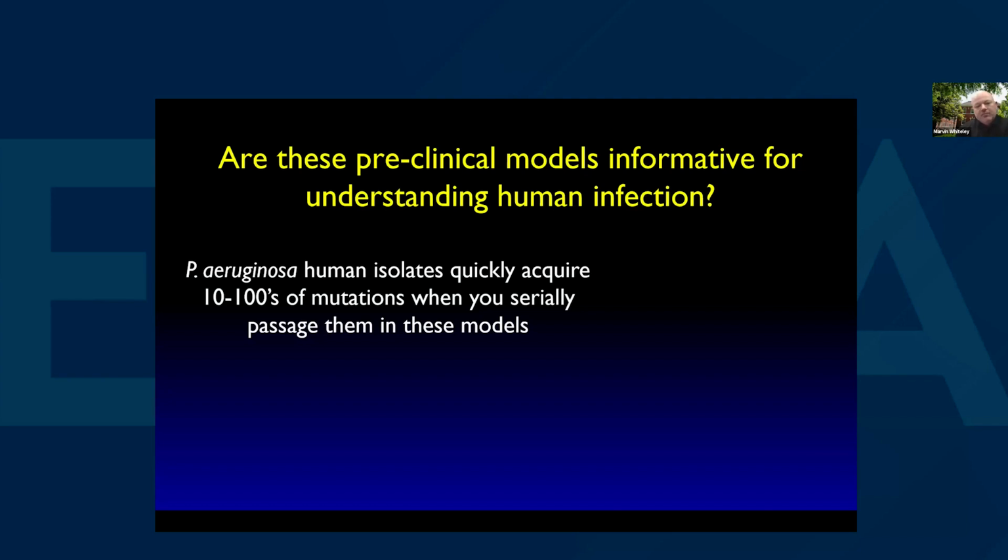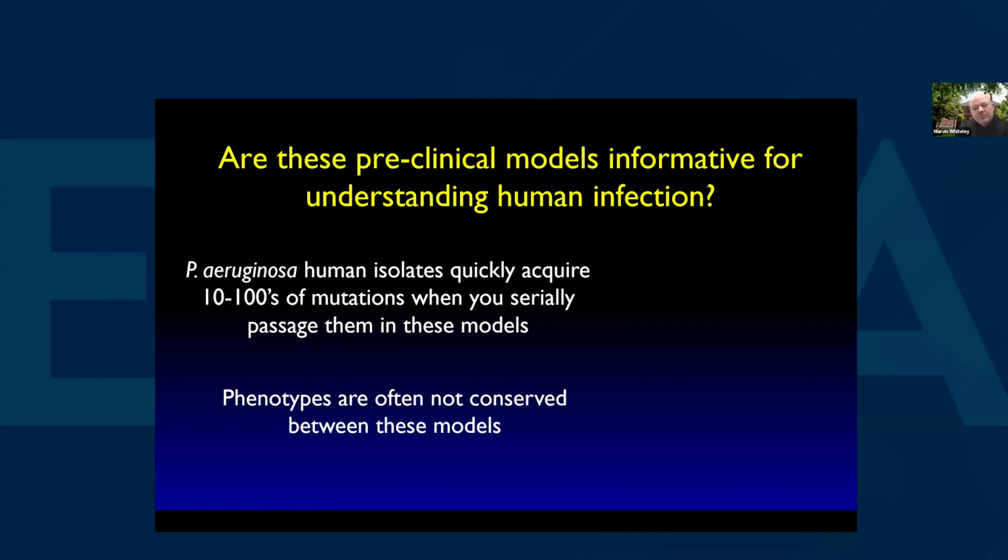So what we know from this is that when you take bacteria out of a human and you put it into an environment that it's never seen before, like lab media, it quickly acquires mutations and adapts to this. So this made us a little worried that, well, what does this tell us? Well, this tells us that maybe these lab environments are very different from a human, and maybe the behavior in these environments is not what we see in humans.